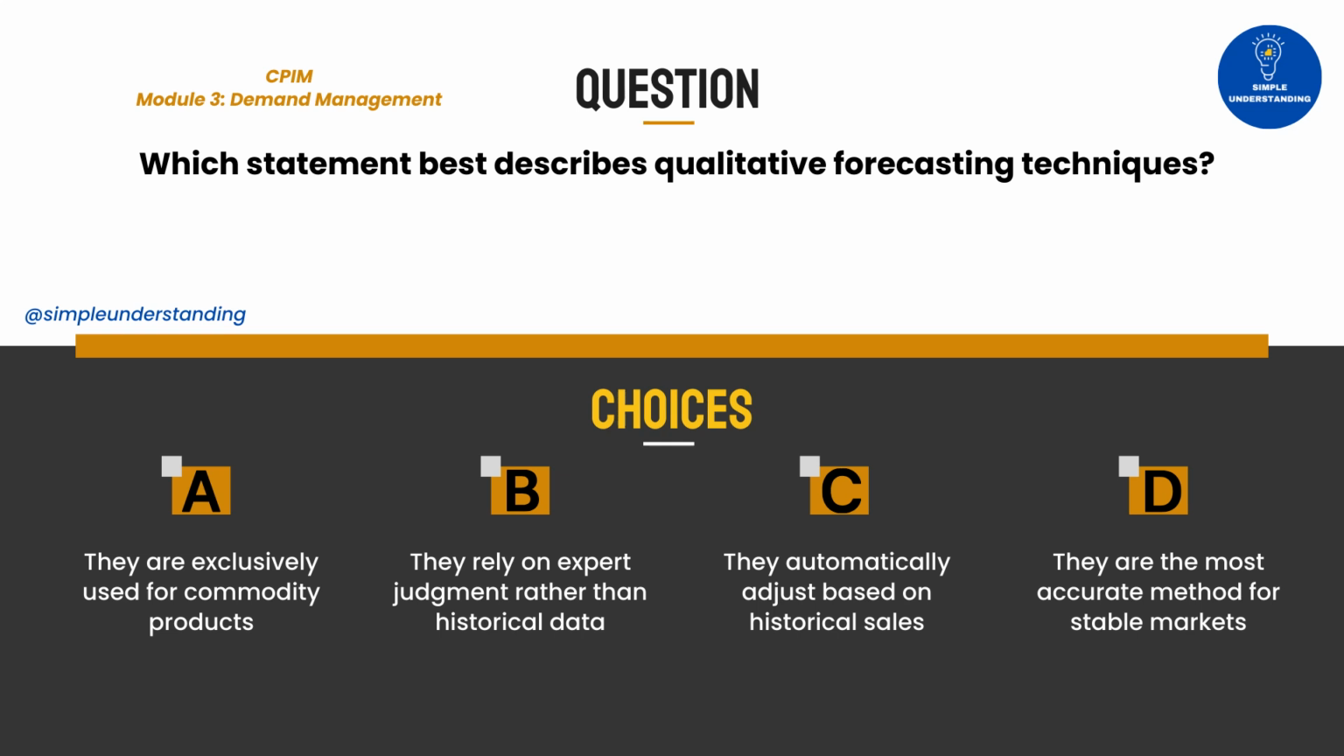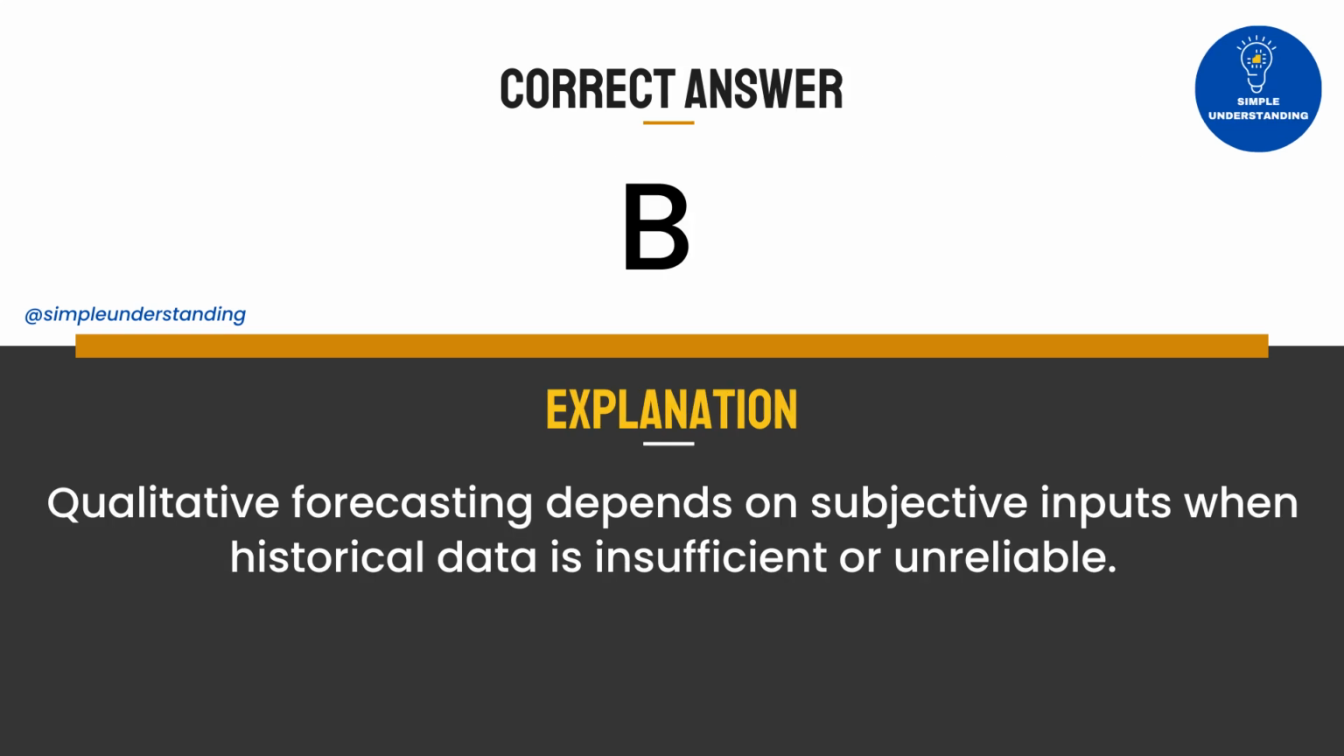Question 6. Which statement best describes qualitative forecasting techniques? A. They're exclusively used for commodity products. B. They rely on expert judgment rather than historical data. C. They automatically adjust based on historical sales. D. They're the most accurate method for stable markets. Correct answer. B. Explanation. Qualitative forecasting depends on subjective inputs when historical data is insufficient or unreliable.